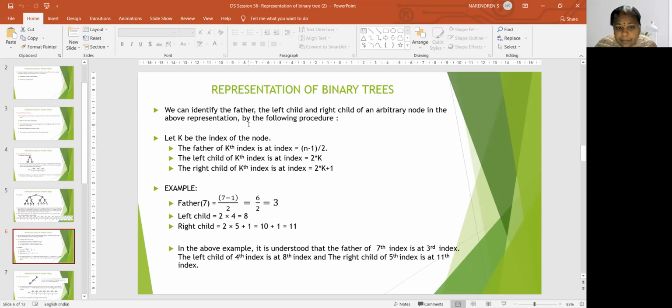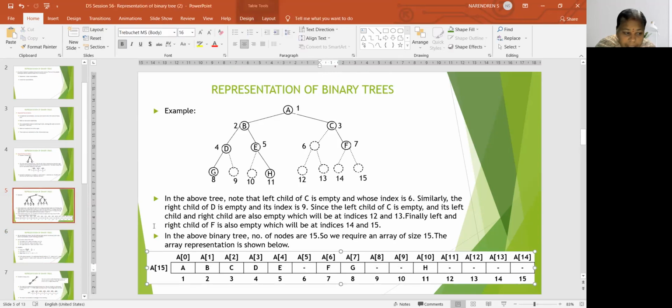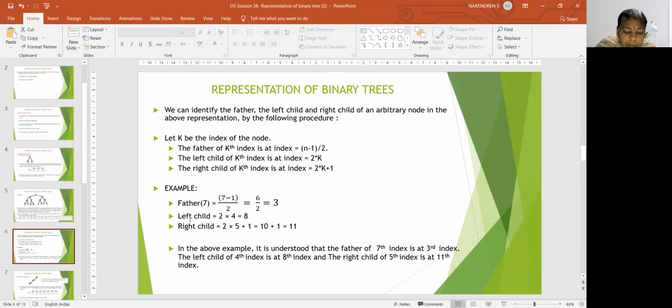The left child of the kth index is 2 into k. These are the procedures we need to follow. The right child we can mention as 2 into k plus 1. For example, the father of 7. In the example, what is 7? F is 7. Father of 7, the seventh node: 7 minus 1 divided by 2, 6 divided by 2, is equal to 3.